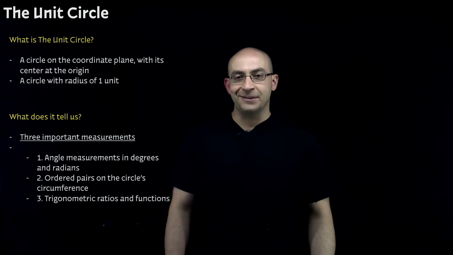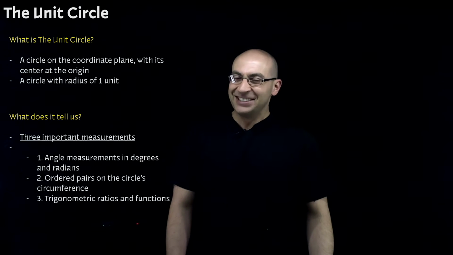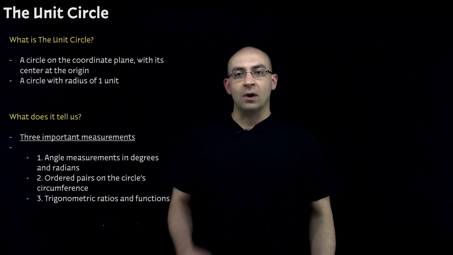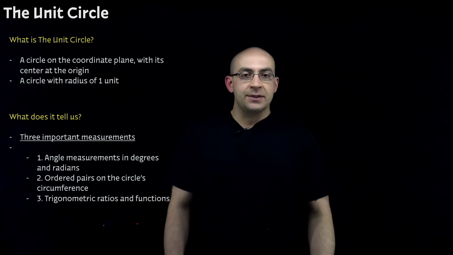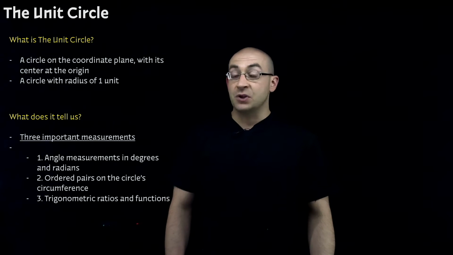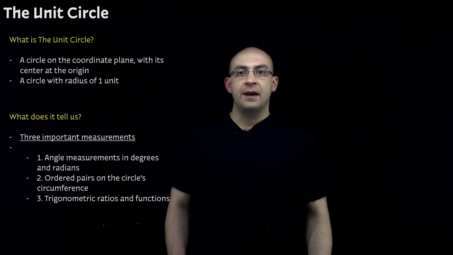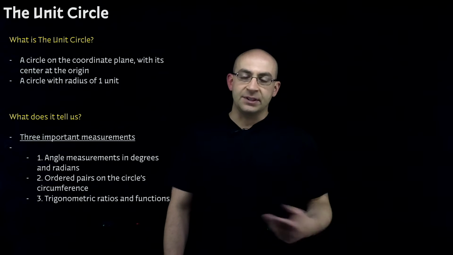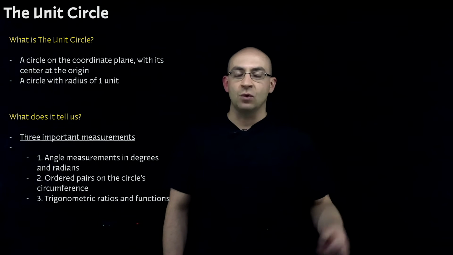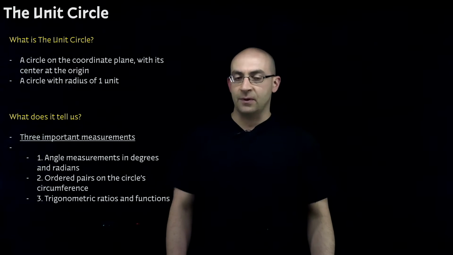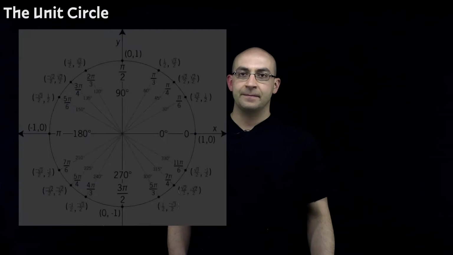What does the unit circle tell us? Well, it actually tells us a lot. Number 1, it gives us angle measurements in both degrees and radians. Number 2, it gives us ordered pairs for every point that lies on the circumference. And number 3, it obviously gives us leeway into finding out more about our trigonometric ratios and the functions themselves.